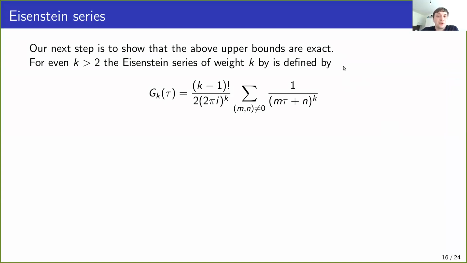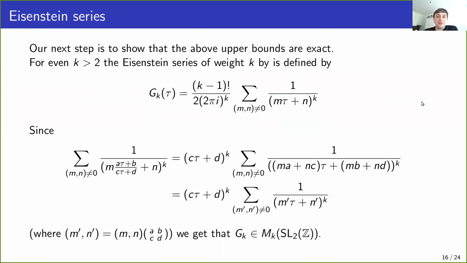And the way to do it is to compute Eisenstein series. An Eisenstein series of weight k, as long as k is strictly greater than 2 and even, is defined by the following expression. You can ignore this factor on the left, which is only there to make it have a Fourier expansion with rational coefficients. The important part is this sum. You sum over all pairs of integers except for the zero vector. You sum 1 over exactly the factor that appears in the definition of modular forms, to the power k.